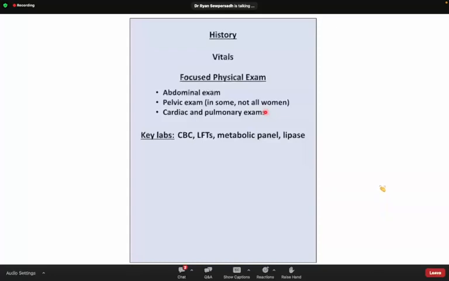However, in the context of a GI bleed, if you want to check for melena stools, it's probably a good idea to do a rectal exam, right? What about labs? Key labs in the workup of acute abdominal pain include a full blood count, liver function tests, a full metabolic panel, and a lipase.